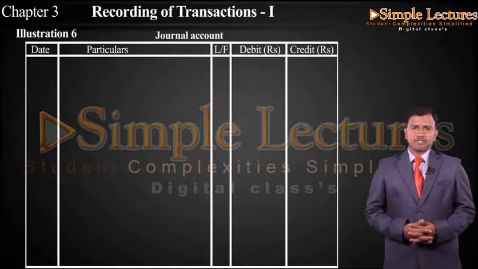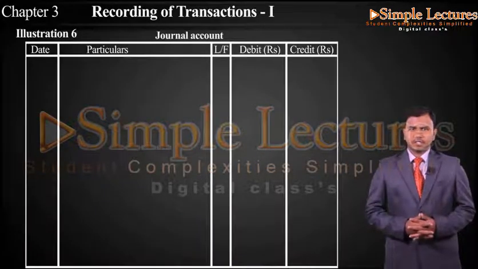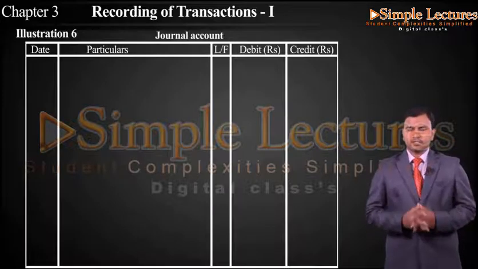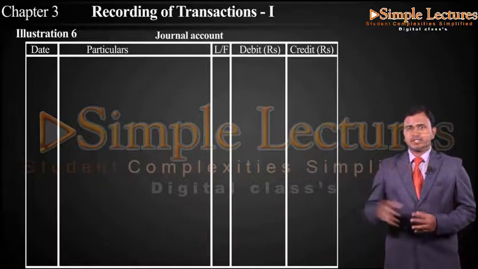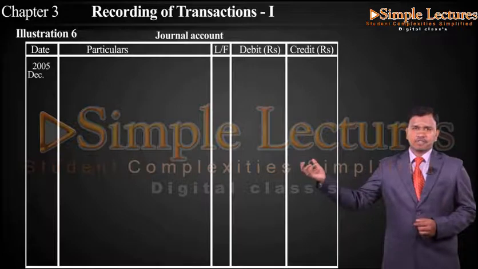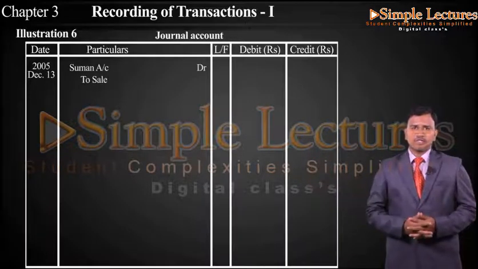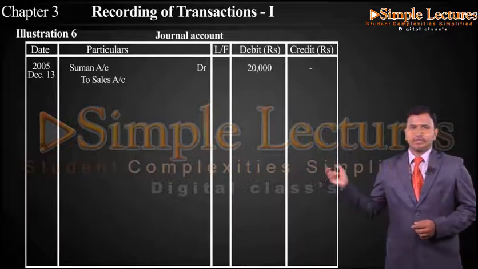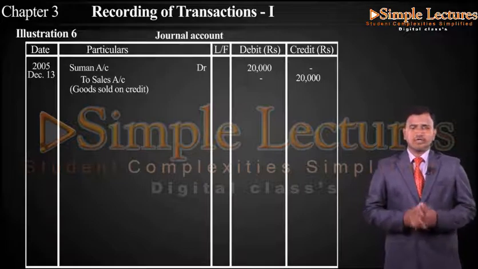Let us take the next transaction which we have on December 13th. Sold goods to Suman, 20,000. So, here it is not specified that the goods were sold on cash. It means the goods were sold on credit. Let us take the journal entry for this. Date will be December 13th and the entry will be Suman account debtor to sales account, 20,000 debit, 20,000 credit. Narration: being goods sold on credit.